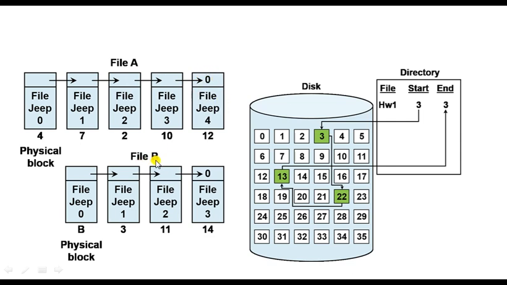If you observe file B, here 4 blocks are there. First block B. From this pointer you can go to the second block 3. From this pointer you can go to the third block 11. From this pointer you can go to the fourth block 14. But here we are having a null pointer. That means it is the last block.